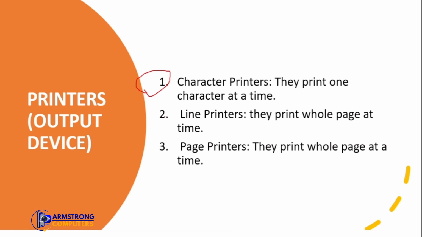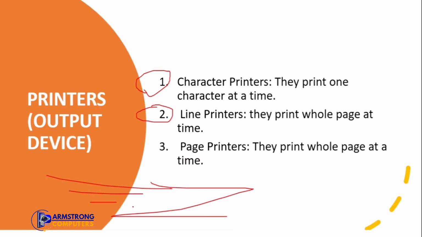This also brings us to the line printer. Line printers print a whole line at a time. An example of a line printer is the LaserJet. It goes 1 line at a time, 1 line at a time, in that manner. So that becomes the line printers.